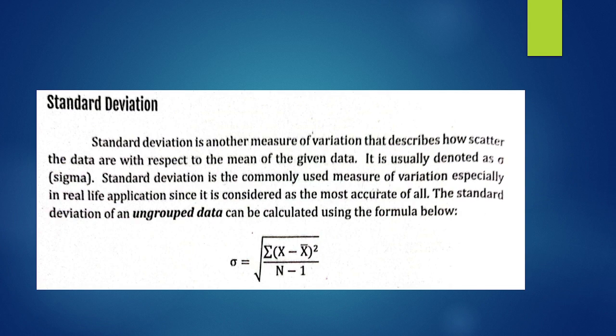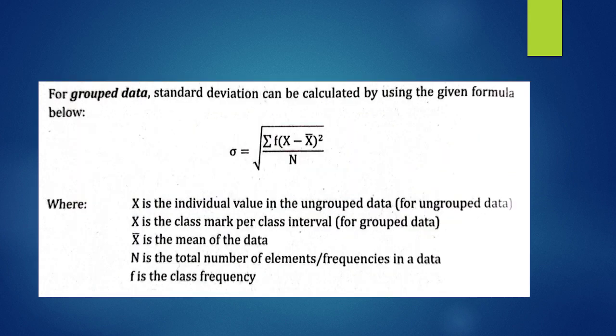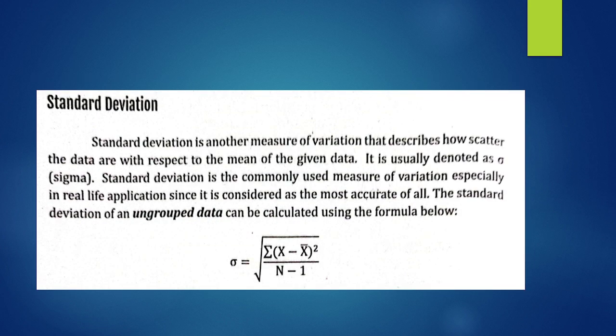Now, the standard deviation of an ungrouped data can be calculated using the formula below. So, standard deviation is equal to the square root of the summation of the quantity of x minus the mean that being powered by 2 all over n minus 1. So, this is the formula of the standard deviation of an ungrouped data. While take note first.